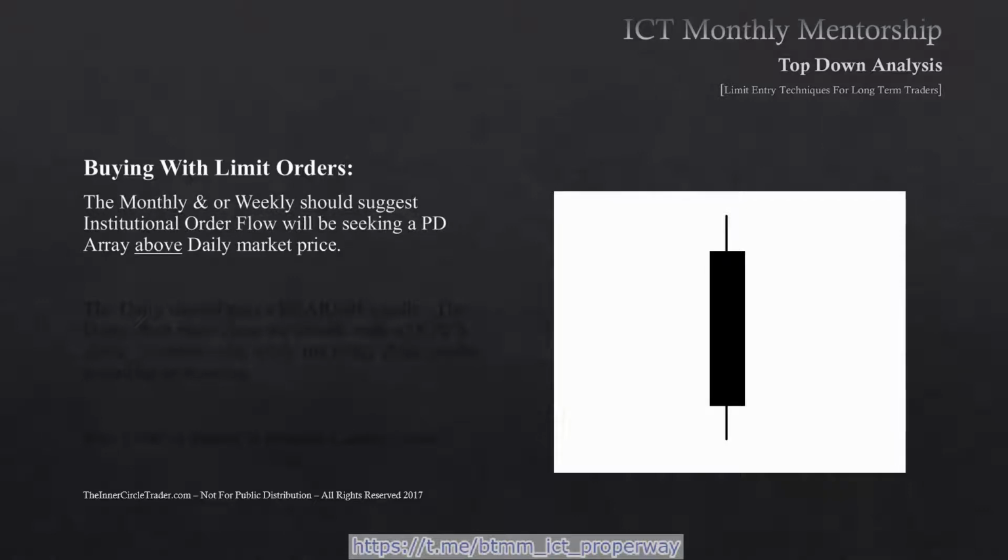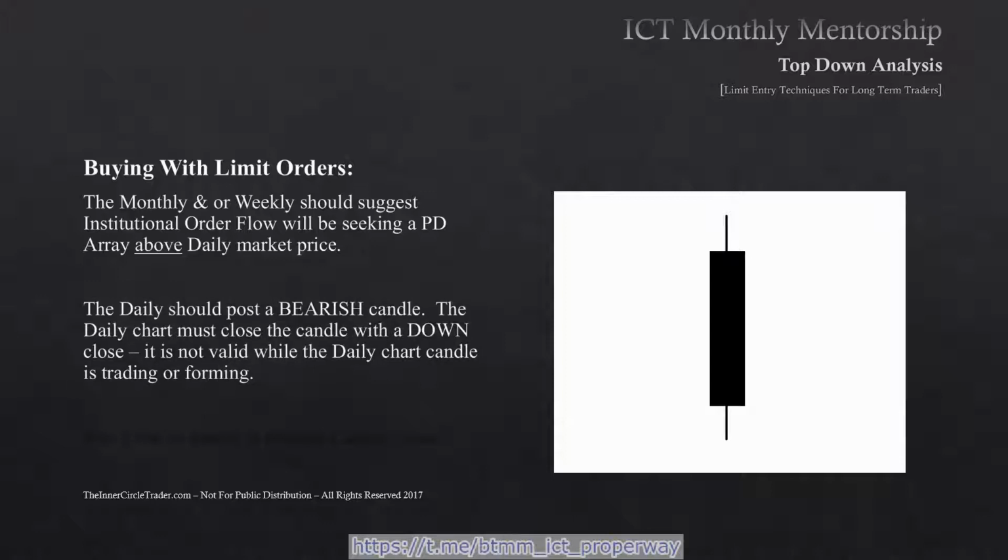And much like we used for the buy stops, the monthly and or weekly should suggest institutional order flow. We'll be seeking a PD array above daily market price. The daily should post a bearish candle. The daily chart must close the candle with a down close, and it is not valid while the daily chart candle is trading and or forming. And the buy limit is going to be placed at the bearish candle's close.